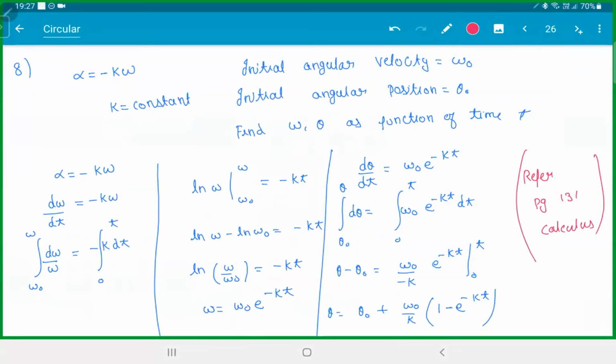There we did with a is equal to minus k. Please check. The integral of 1 by x dx is ln x. The integral of e power ax is 1 by a e power ax.